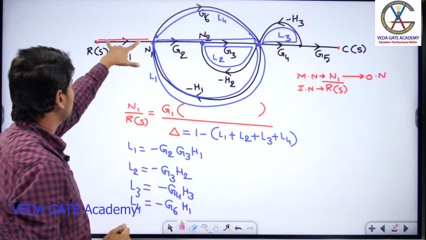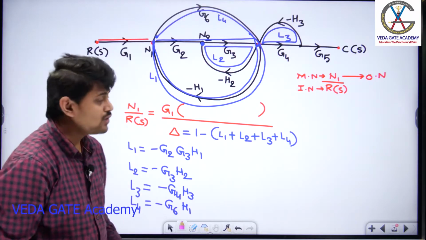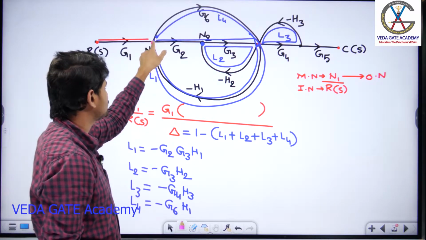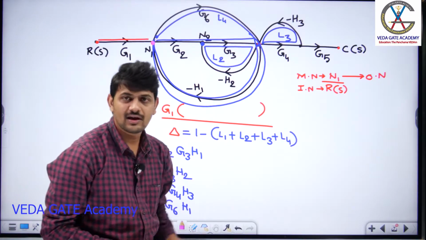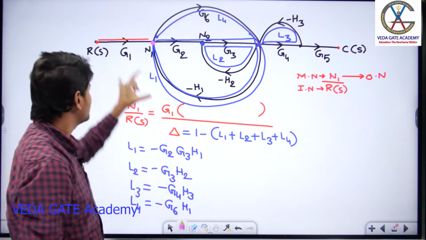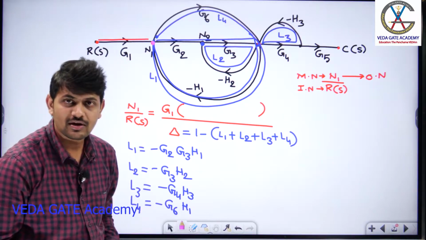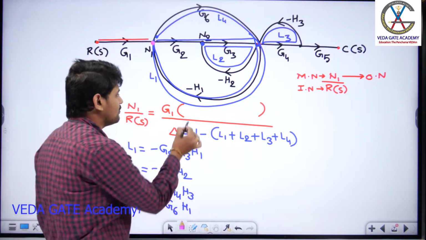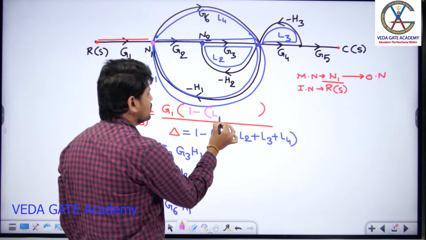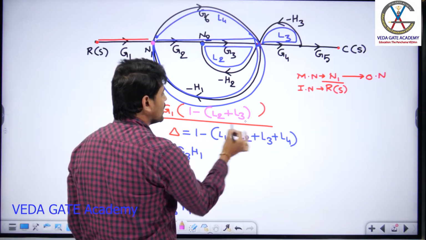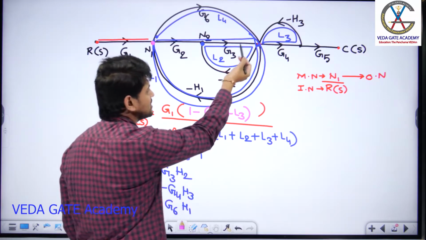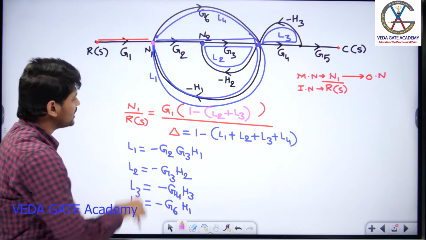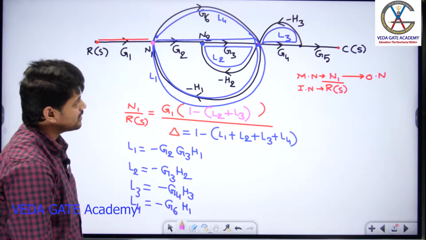Yes. Now, for this forward path between R of S to N1, out of the 4 loops, I can say L1 is touching over here. L4 is also touching over here. What about L2 and L3, guys? They are not at all touching the forward path between these two nodes of our interest, right? So with the help of these two loops, if I write that corresponding delta 1, you are going to get 1 minus L2 plus L3. And is there any two non-touching out of these L2 and L3? They are touching. So the value of delta 1 becomes this one. This is how we need to calculate the ratio of N1 by R of S.